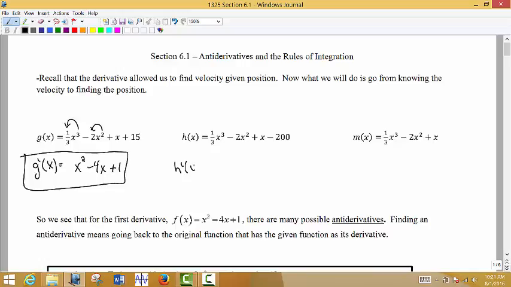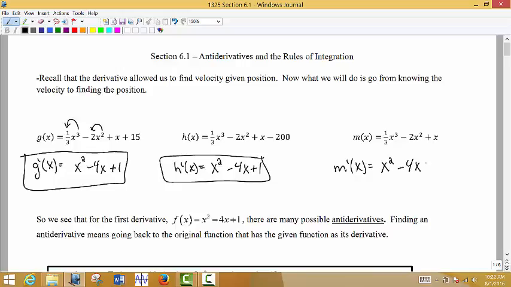Alright, let's look at the derivative of h. Now you notice that the first three terms are exactly the same. So if I use the power rule, I get x squared minus 4x plus 1. But this one is a different function than g. It has a constant of negative 200. However, what is the derivative of a constant? Still 0. So you notice that these two are exactly the same derivatives. Okay, let's take the derivative of the last one. And the first three terms, once again, are exactly the same. So I get x squared minus 4x plus 1. This time the constant was 0. But the derivative of any constant, including 0, is still 0. So we get the same derivative.